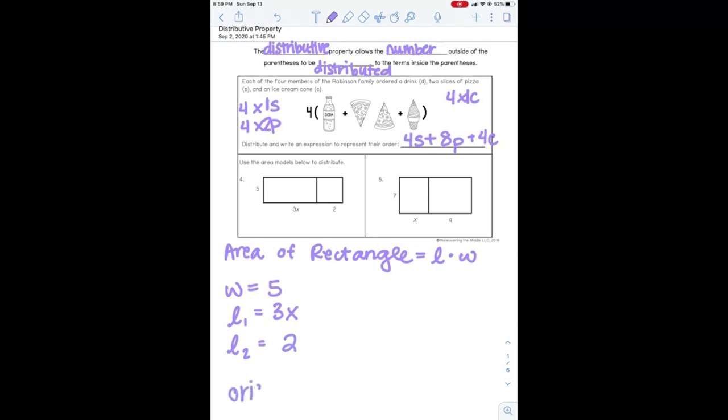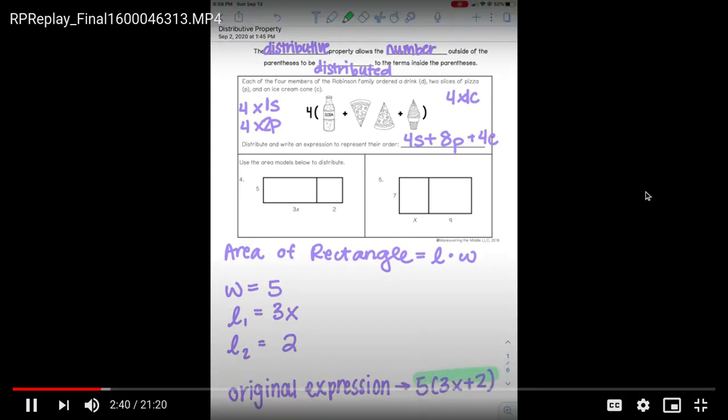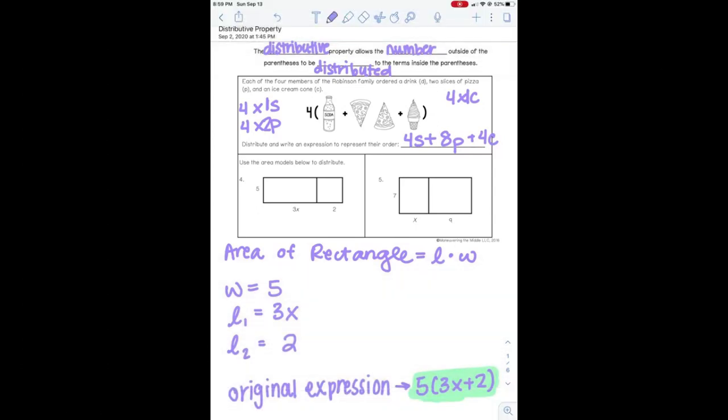And just so you kind of know, the original expression that we were working with, it kind of upsets me that it doesn't give it to you. But that original expression can be written as 5 times, or parentheses, 3x plus 2. Okay? So that is what our original expression looks like. So as you can see, the width is what goes outside the parentheses, and the 2 lengths are what go inside. And you're always adding them unless there's a negative sign in front of one of the numbers, okay?